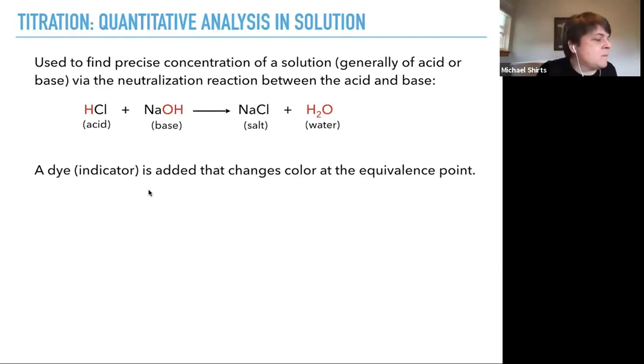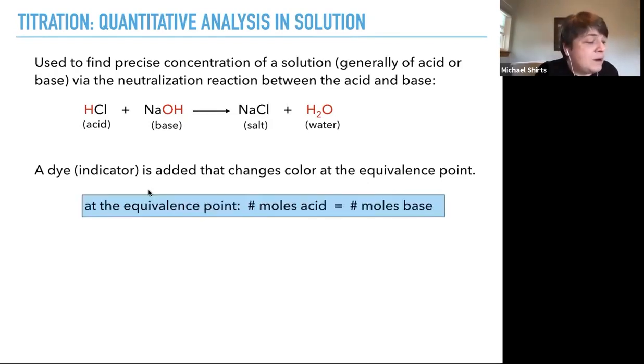So you have some acid, like HCl, it gives up its hydrogen, reacts with the base, NaOH, and produces a salt and water. And so what you have is a dye that's an indicator that changes based on the pH, that changes color at the equivalence point. So when you start out, it's either very low or very high pH. You add stuff, and once the reaction goes past completion, it switches from acidic to basic or basic to acidic, depending on the way you're doing it. And the color changes, you go, aha, I've added exactly the amount I need to neutralize that reaction.